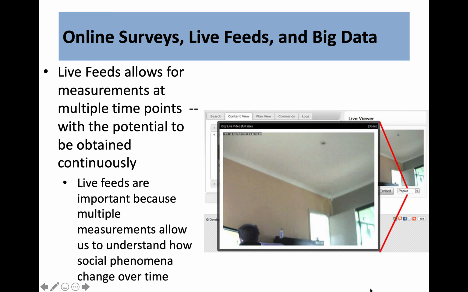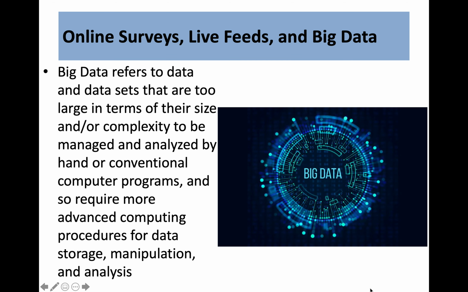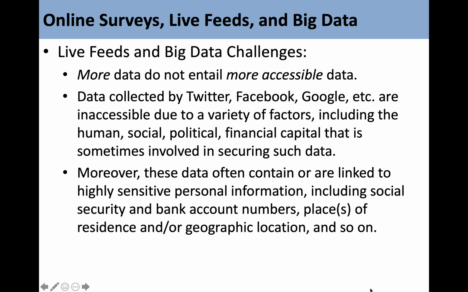Live feeds allow for measurements at multiple time points with the potential to be obtained continuously. Live feeds are important because multiple measurements allow us to understand how social phenomena change over time. Big data refers to data and data sets that are too large in terms of their size and/or complexity to be managed and analyzed by hand or conventional computer programs, and so require more advanced computing procedures for data storage, manipulation, and analysis. Live feeds and big data challenges: more data do not entail more accessible data.